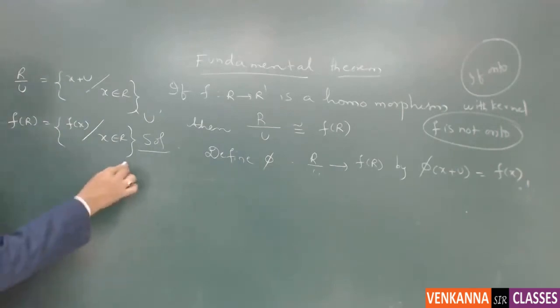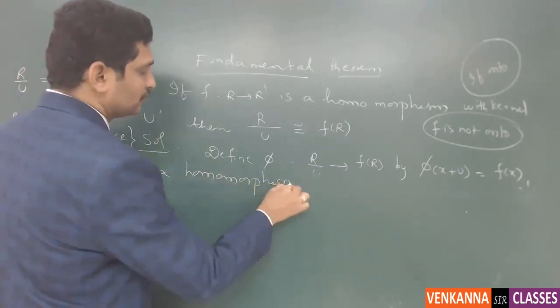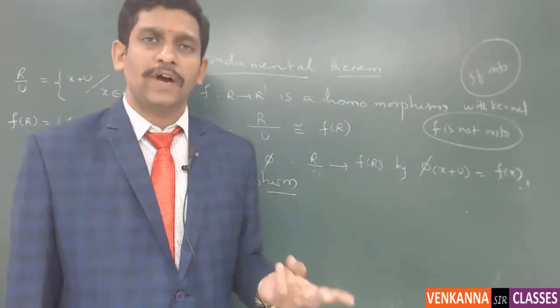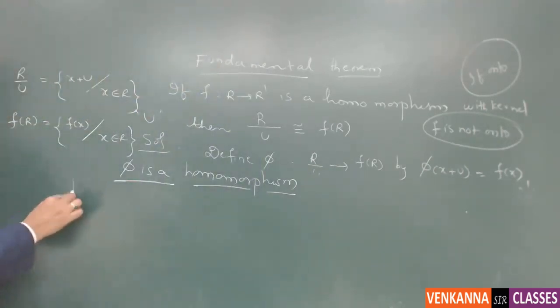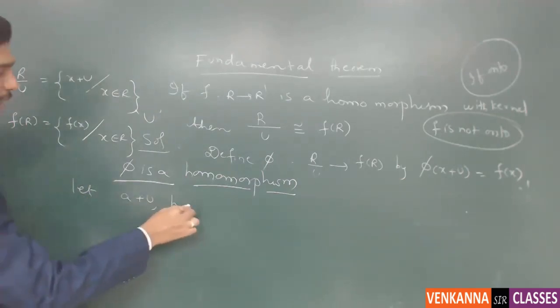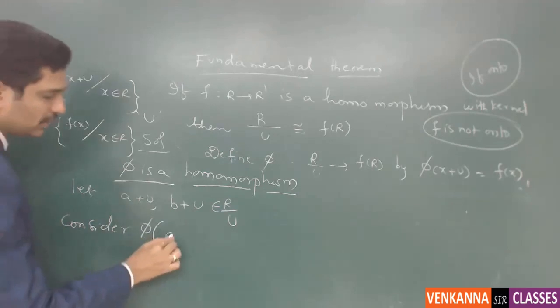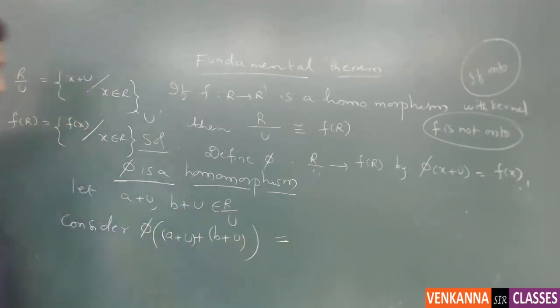Now that phi is a homomorphism, now we prove that phi is a homomorphism. So here we need to verify two conditions for phi. One condition with respect to addition and one condition with respect to multiplication. So you take the values, say a plus U, b plus U belongs to R by U. Now you consider phi of a plus U plus b plus U. How do addition of two quotients add?